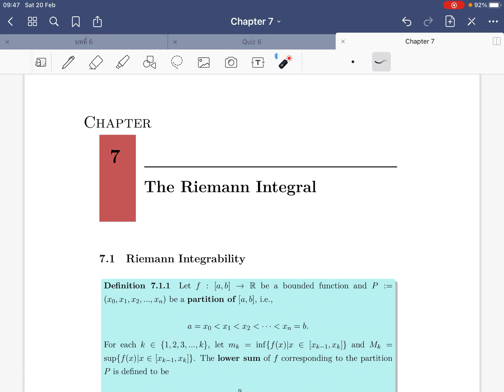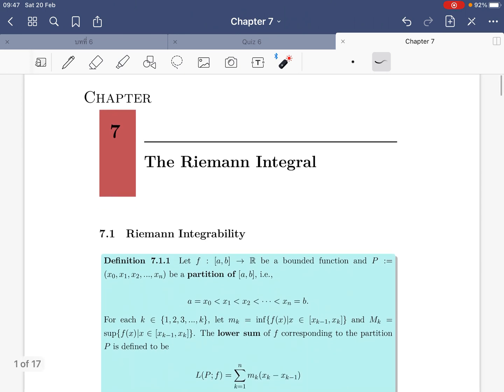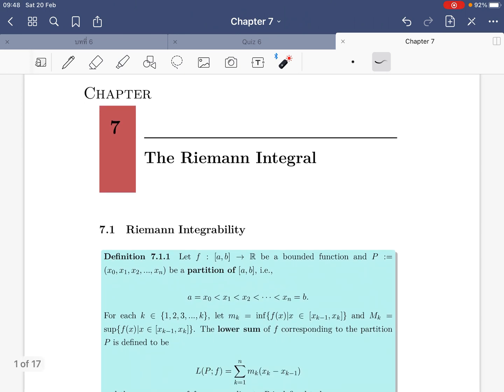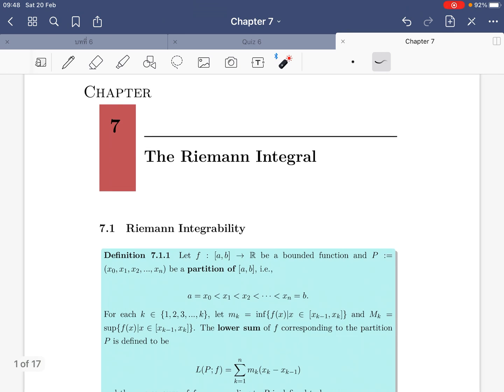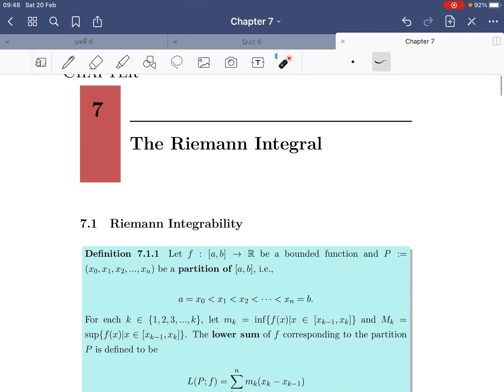So to define the Riemann integral, or to talk about the functions for which you can find a Riemann integration, we are going to talk about the first section, which is called Riemann integrability. So let us talk about the definition first. If you have your function f from the closed interval [a,b], which is bounded. For this chapter, the functions that we're talking about are already bounded.